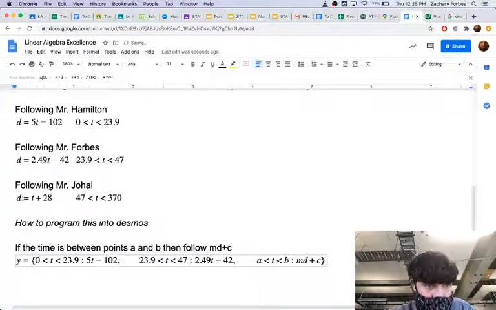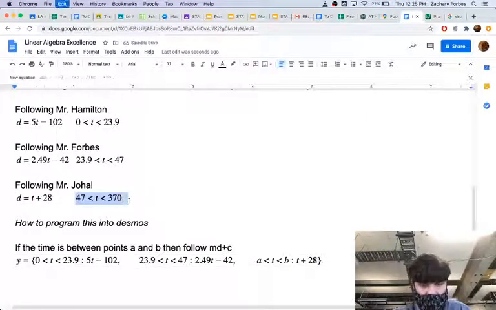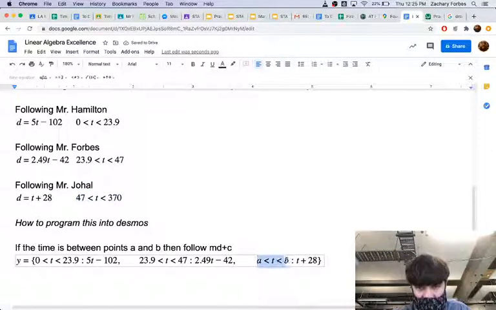And then I want to follow Mr. Jahal. Ooh, what did I do wrong? No, nothing. For the final segment of the race, and that is between 47 and 370. So that's how you write out your program.